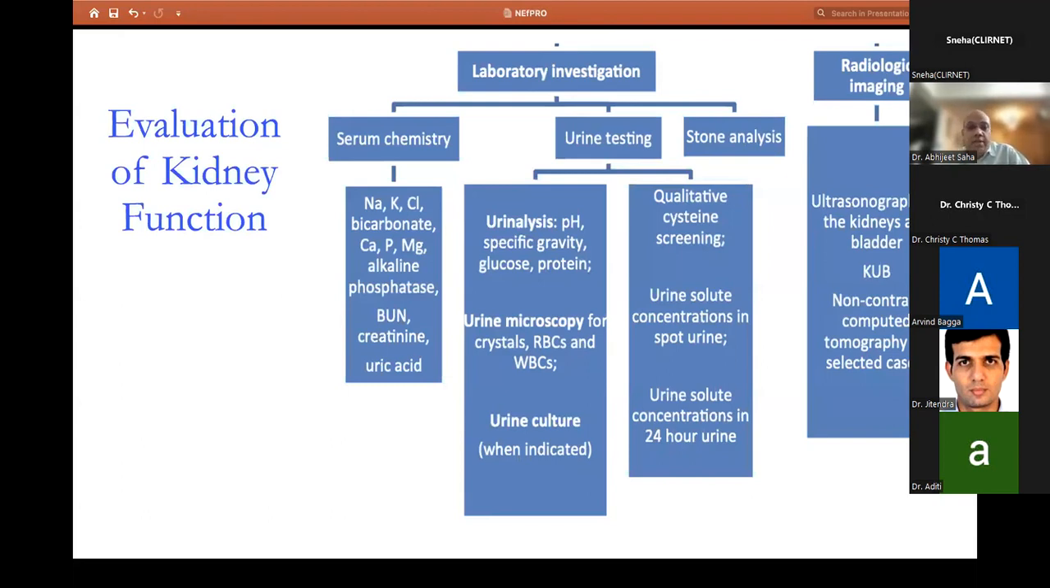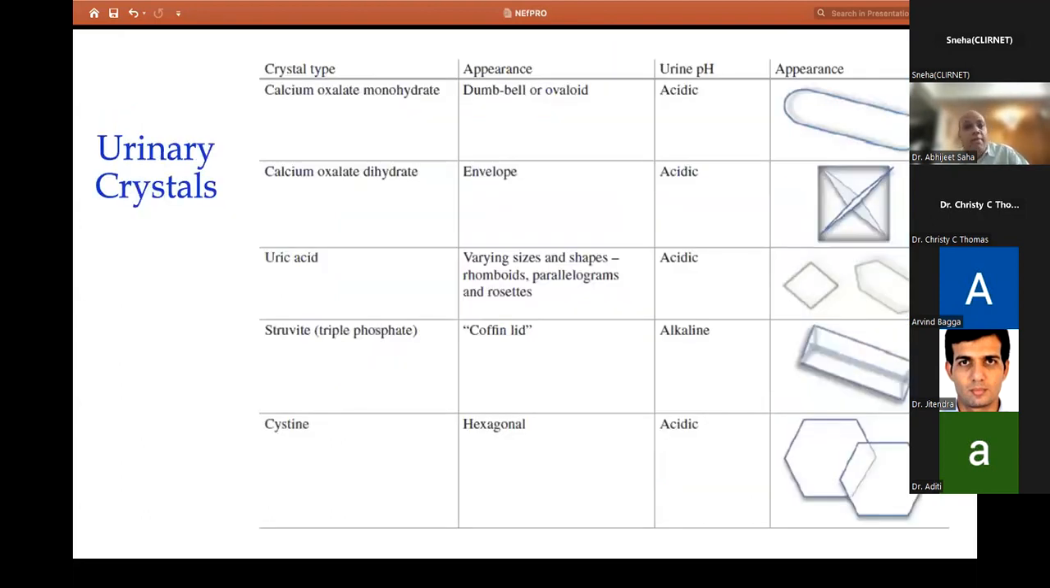Also very important are the urinary crystals. There are different types of crystals which can point towards different types of stones. For example, a dumbbell-shaped or ovoid appearance of crystals is seen in calcium oxalate monohydrate. Envelope-shaped crystals are seen in calcium oxalate dihydrate.